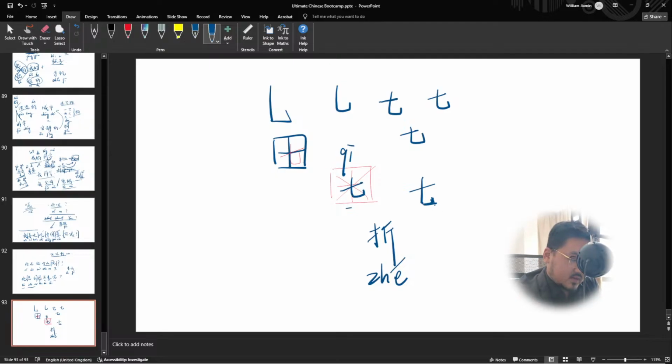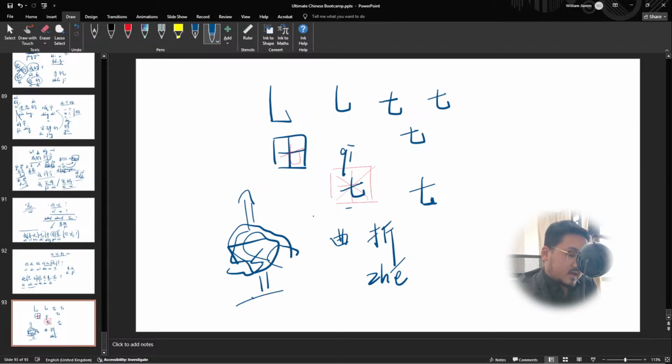We can say this project is very hard. You got a lot of ups and downs, and we fall into some of the traps, and then finally we arrive. Okay, so we can say 曲折. 曲 is like 弯弯曲曲, right? 折 is like 折.